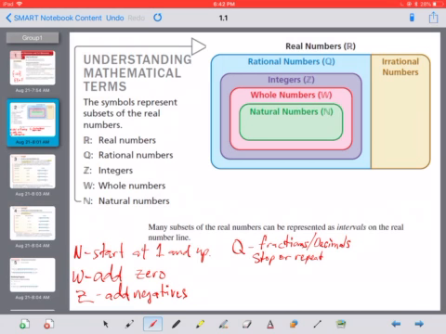Irrational numbers are numbers that are fractions or decimals, but they don't stop and they don't repeat. So irrational numbers are things like pi, or the square root of 2, square root of 3, or the square root of anything that doesn't have a perfect square. And then we get out to the big R, the real numbers.